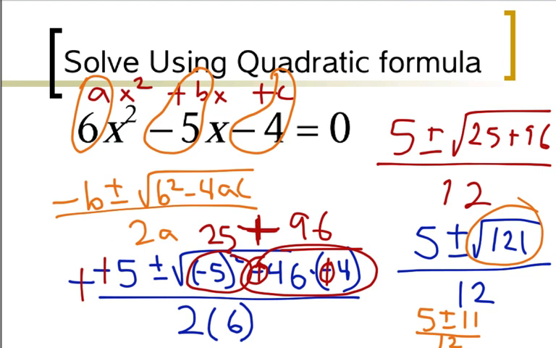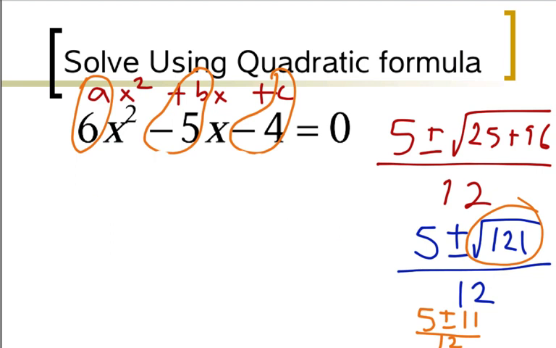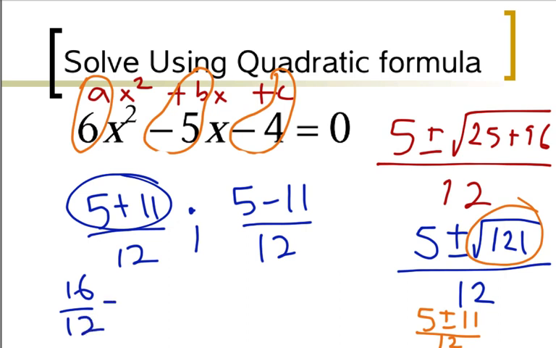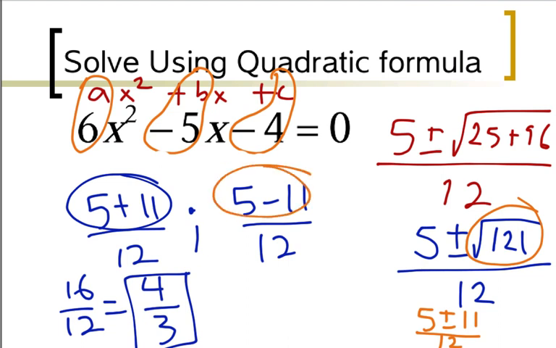So let me erase some stuff over here and show you how that works out. So it breaks up into 5 plus 11 over 12, and your other answer is 5 minus 11 over 12. So if you work that out, 5 plus 11 should give you 16. 16 over 12 should reduce, divide the top and the bottom by 4, and that gives you 4 over 3. So that is one solution, and we have our second solution now. We have 5 minus 11, which should give us negative 6 over 12, which should give us negative 1/2.